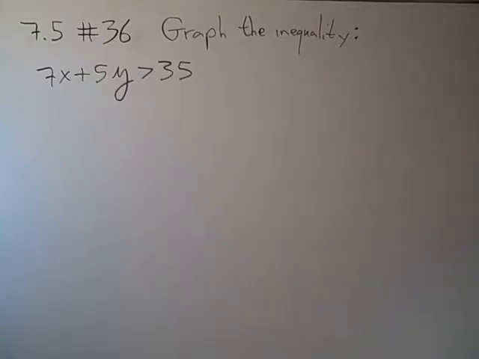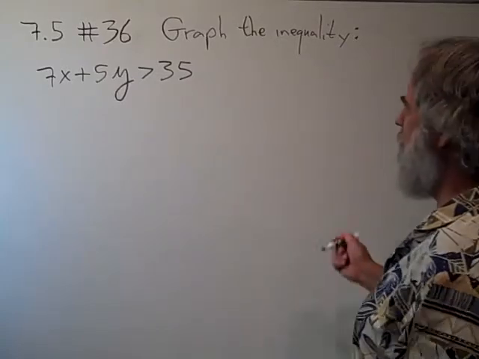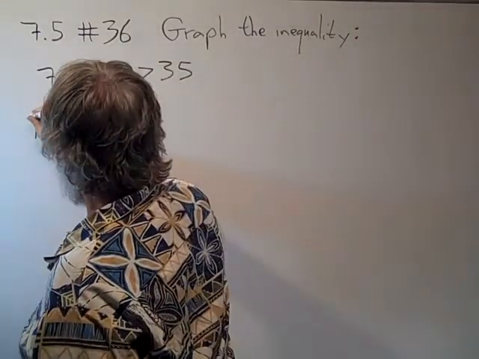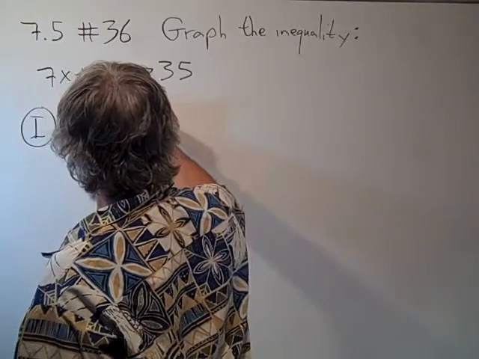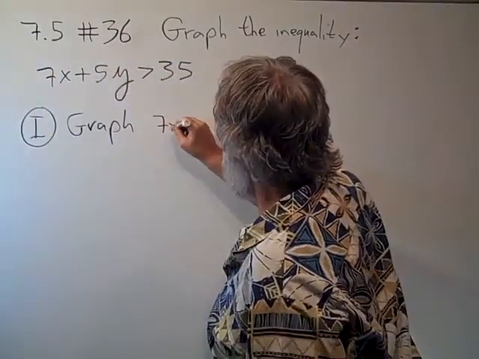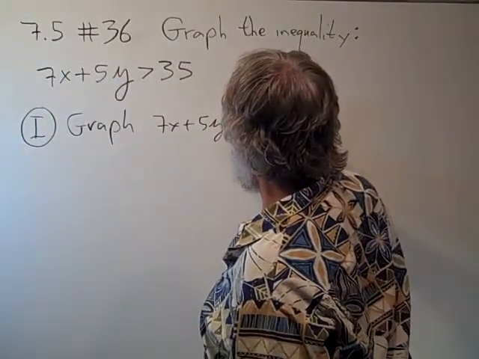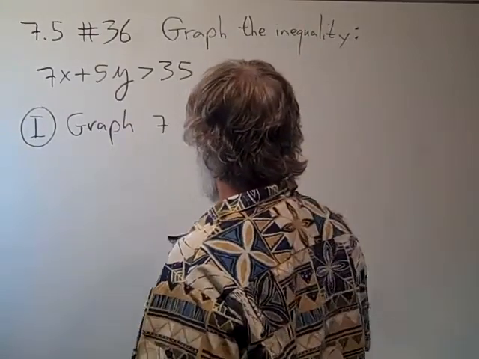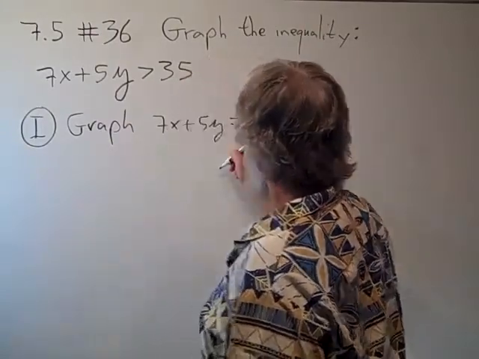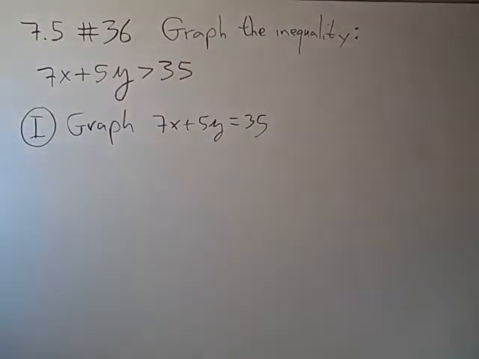To graph an inequality, such as this one, is a two-step process. The first step is to graph the line 7x plus 5y equals 35. Just turn the inequality into an equation, and that's going to be the line that is the boundary of the region that we're shading.